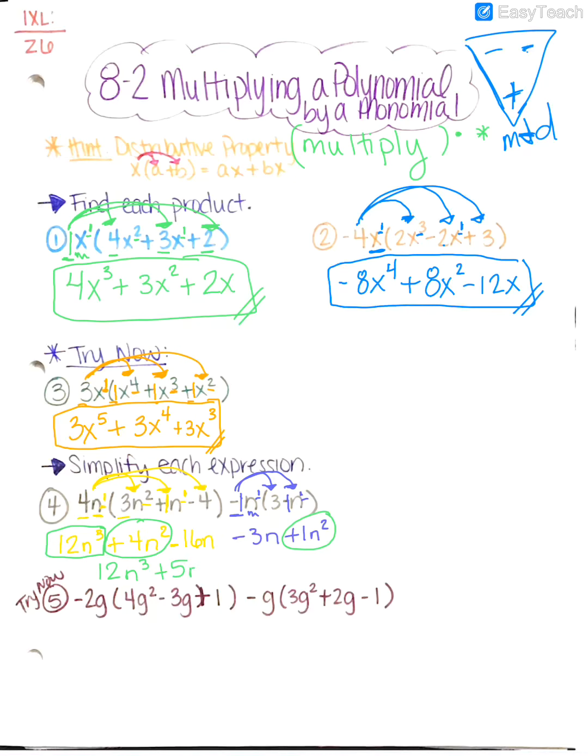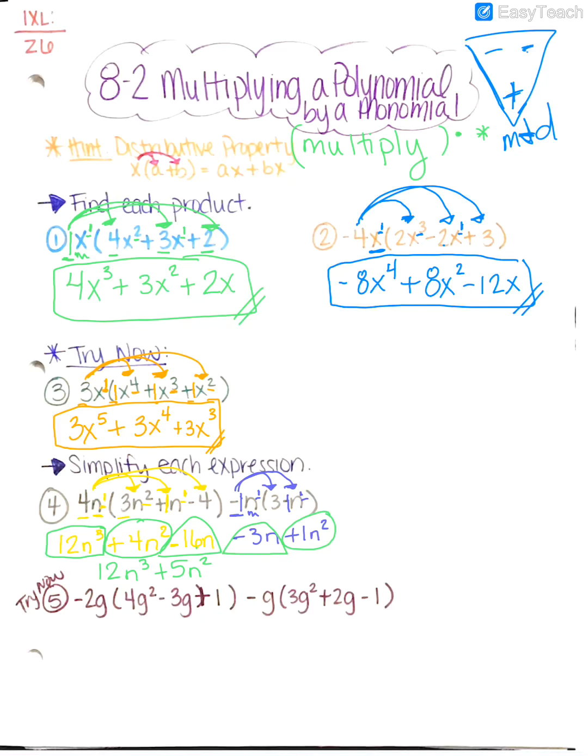And it is a positive. And just keep your term, which is n squared. And then last but not least, we do have negative 16n and minus 3n. So same sign, you add and keep the sign.